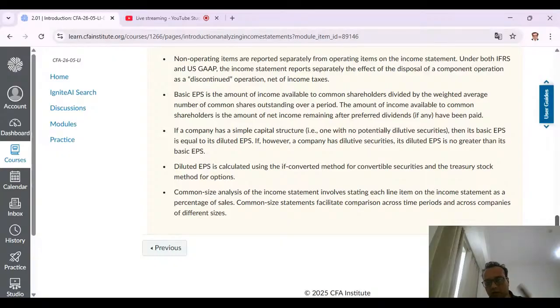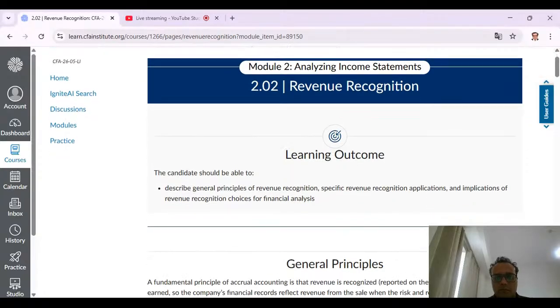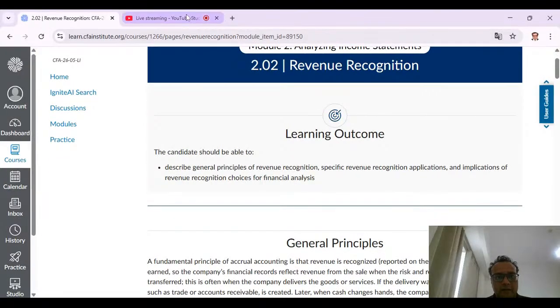If you want to see across several time periods what the percentage of sales of each component is, or across companies of different sizes, what the employment expense divided by sales is for different companies, you can calculate it because the numbers will be different, but the percentages might generally be in the same or a similar category. With this, the topic for reading is revenue recognition, which is the first part.